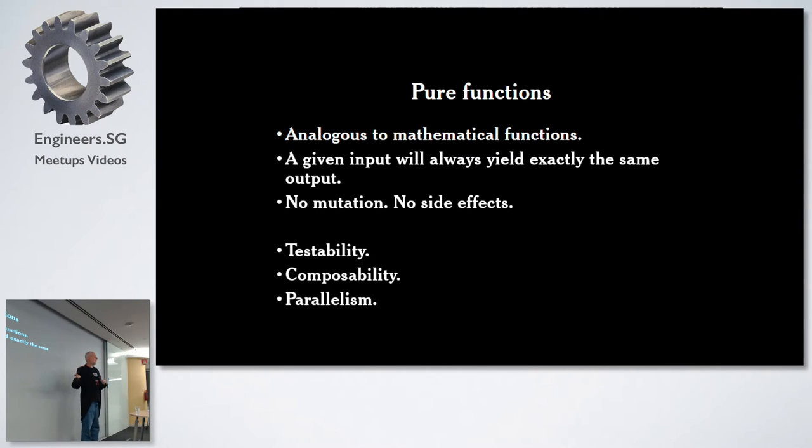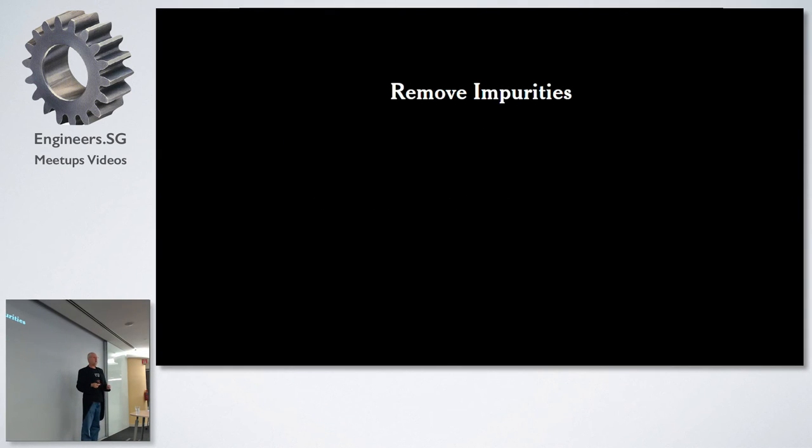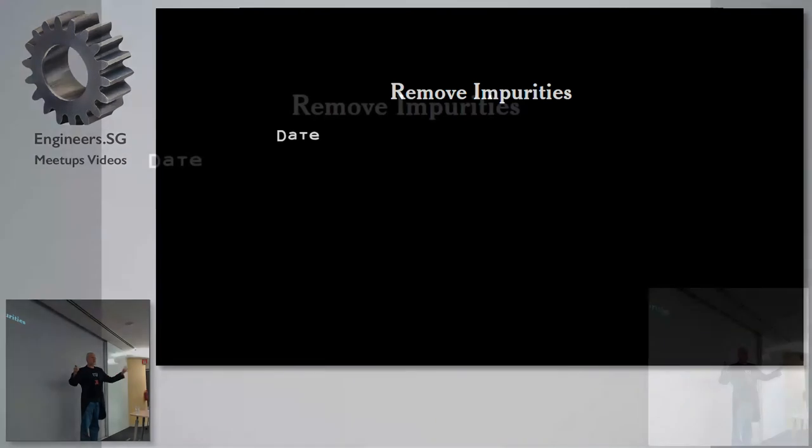So can you write this way in JavaScript? Turns out, yeah, you can. You just need to remove the impurities of the language. We don't have to add anything to JavaScript to get pure functions. We just have to remove the stuff that's not pure. For example, the date function. Every time you call the date function, it gives you a different day, right? That's not a pure function, so we have to get rid of that. The random function. Every time you call random, you get a different number, so that's got to go.